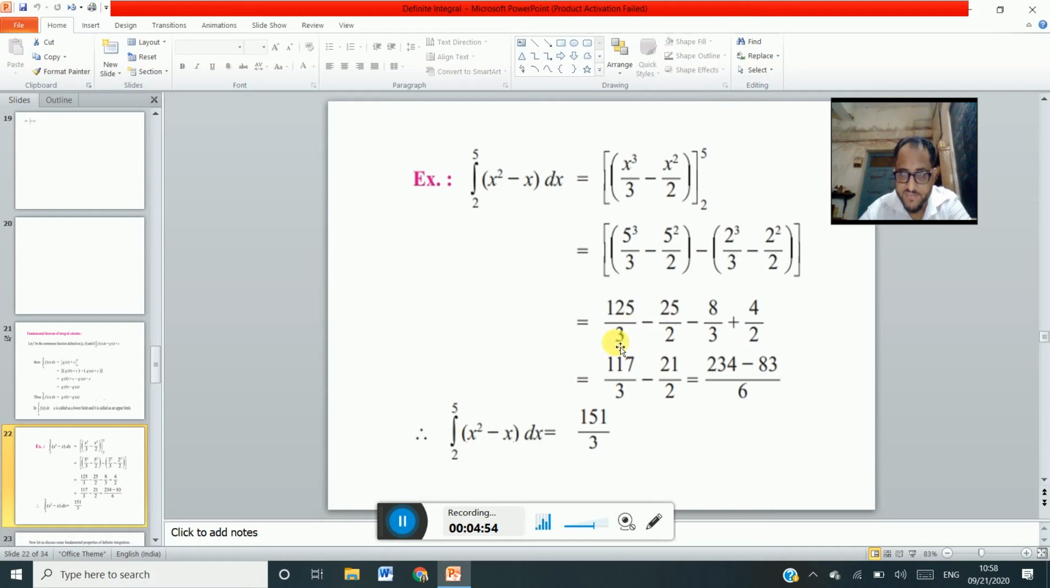Then 125 by 3 minus 8 by 3, that is 117 by 3, and minus 25 by 2 plus 4 by 2 means it is minus 21 by 2, right? Now by the LCM method, 3 into 2 is 6, and 117 by 3. So by the LCM method, 6 into 117 by 3, right? So what do you get?